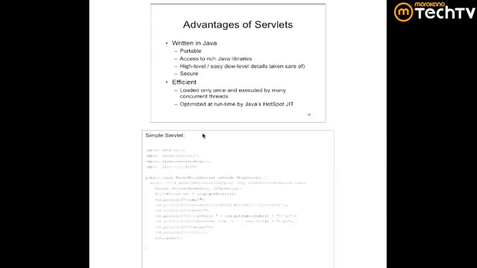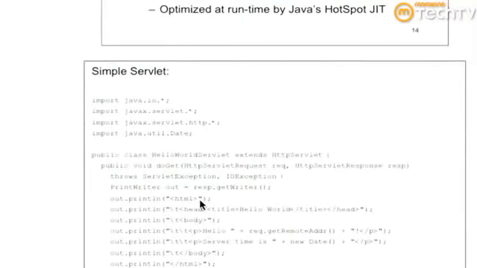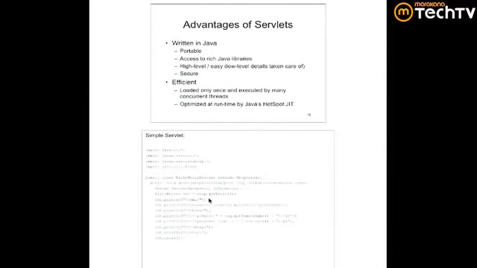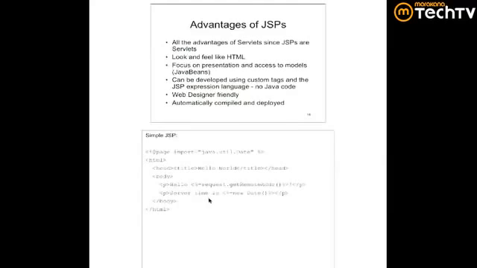This is an example of a sample servlet. It's not all that exciting. You can see it's a class that extends something called HttpServlet. It has a method called doGet, which takes a request and response. It reads from the request, writes the response, and that's it. It's actually not even how a servlet should be written, but that's a very simple servlet.